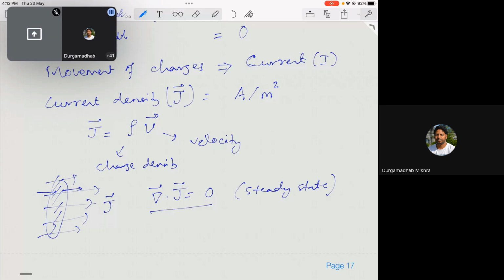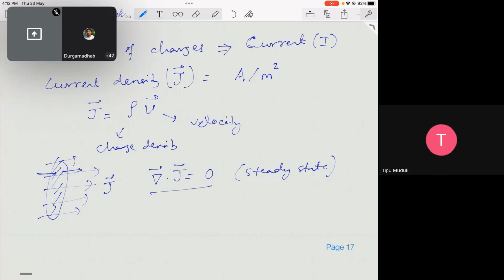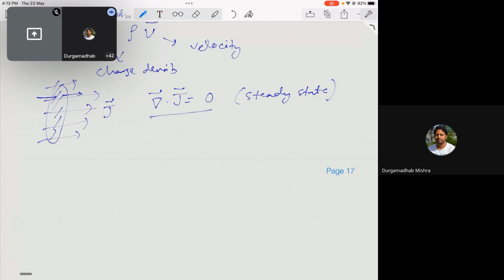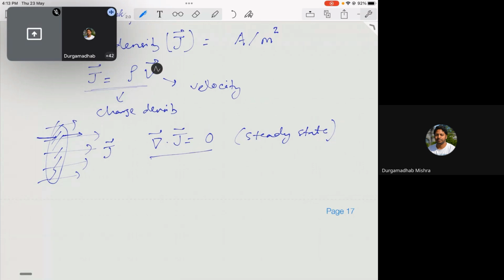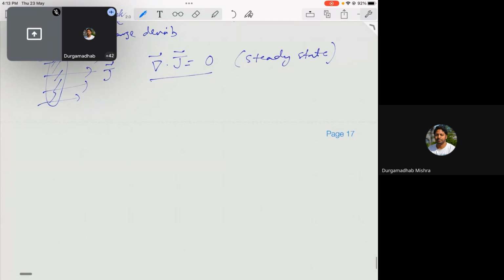But if it is not a steady state situation, del dot J will not be equal to 0, but it will be related to the charge density, because we saw that J depends on the charge density as well as the velocity. And we know that charge is always conserved. So you don't generate or destroy any charge, you just move it from one point to another.